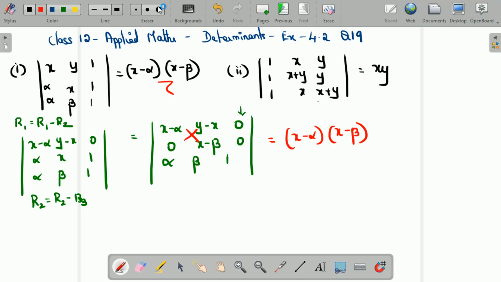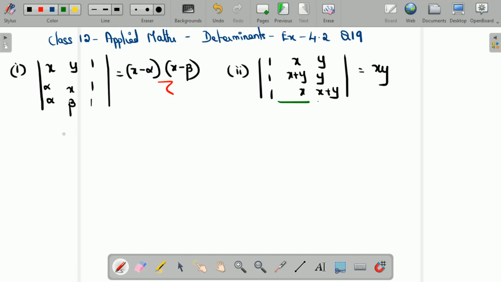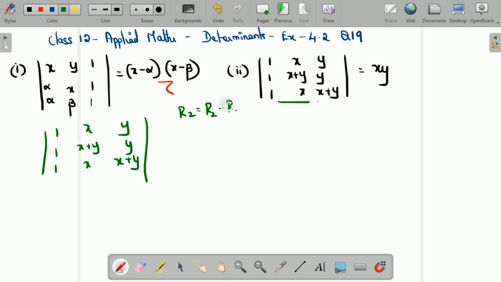Now let's move to the second subdivision with this particular determinant. So here it is 1, x, y. And this part is x plus y, y, and here it is x and x plus y. So first what we are going to do, we are going to make the first transformation. R2 is equal to R2 minus R1.